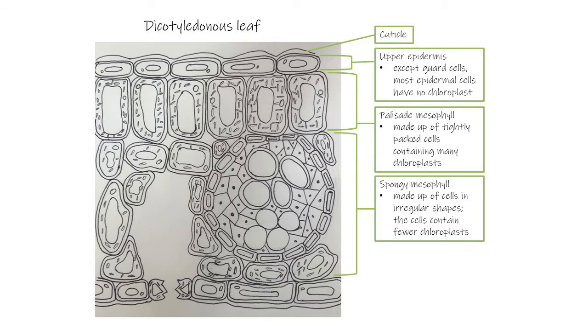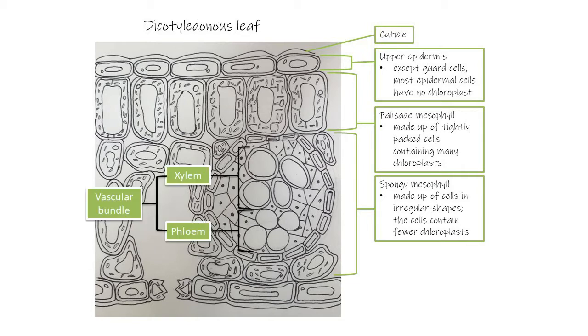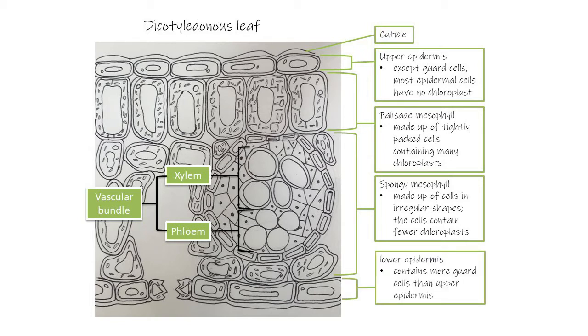Next down is the spongy mesophyll, made up of cells in irregular shapes. The cells contain fewer chloroplasts. This layer also contains air spaces for gas exchange. Within the spongy mesophyll are the vascular bundles, xylem and phloem. Then it is the lower epidermis. It usually contains more guard cells than the upper epidermis. Last, another layer of cuticle.